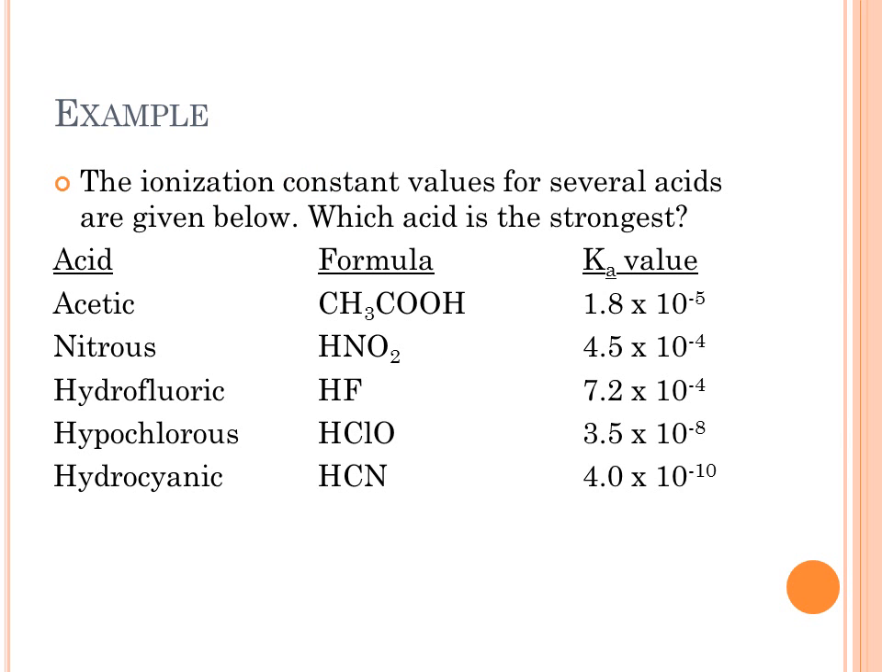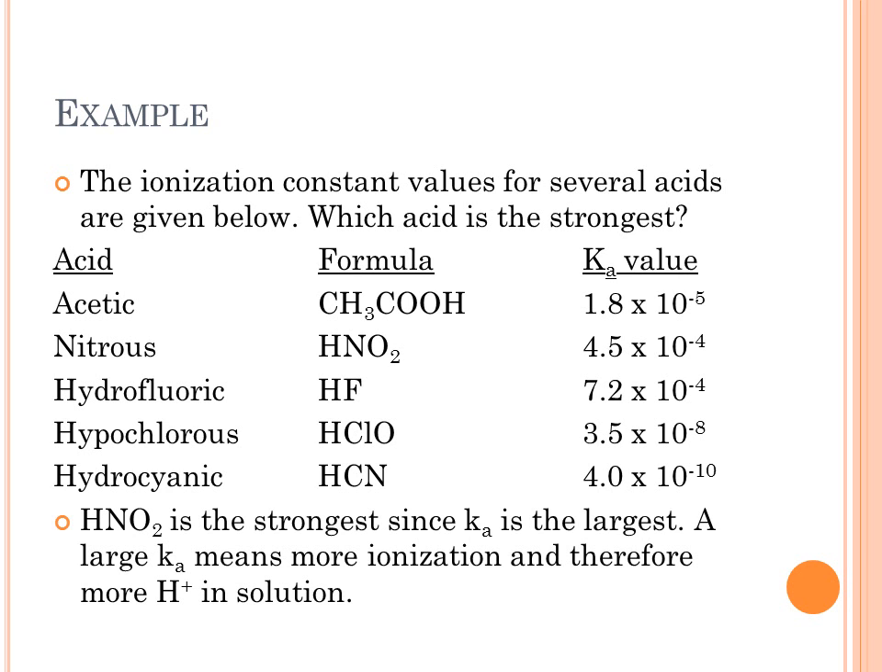Let's look at an example. So we look at these acid ionization constants for several acids. Which is the strongest? We've got acetic acid, nitrous acid, hydrofluoric, hypochlorous, and hydrocyanic acids. I give you the formula there in that second column, but what we're interested in is that third column, the Ka's. The Ka value is going to be the biggest if you have the most ionization. So the acid that is the strongest is going to be HNO2 because it has the largest Ka value.